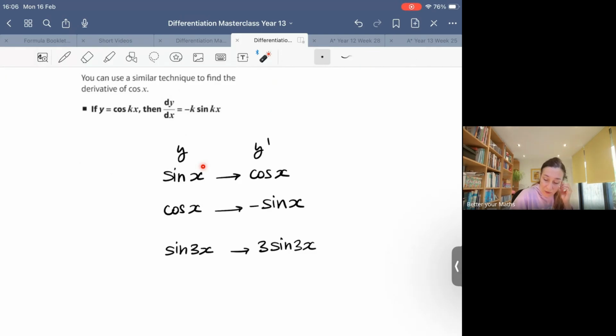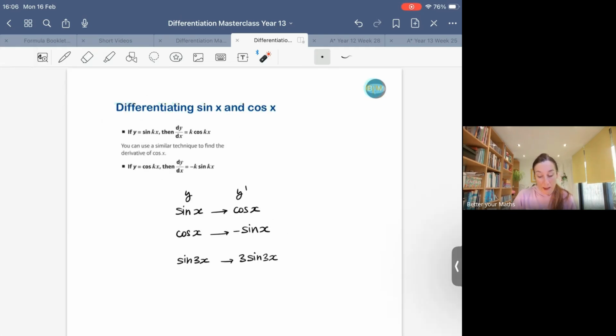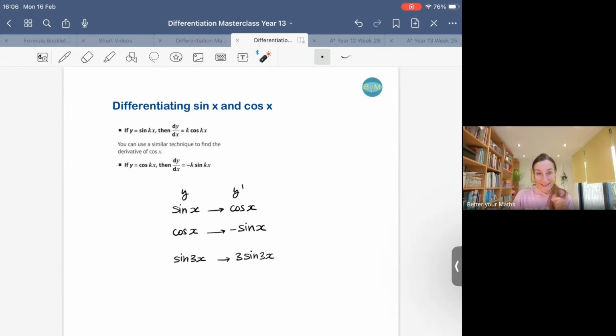You should be able to differentiate this from first principles. It's not difficult. It's all in your textbooks. Some of you have seen it with me. We don't have time to do that from first principles, but you are supposed to know how to differentiate sine and cos from first principles. And it's very simple, very simple.